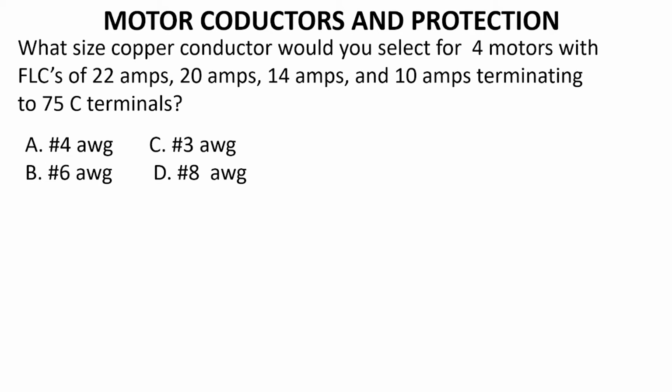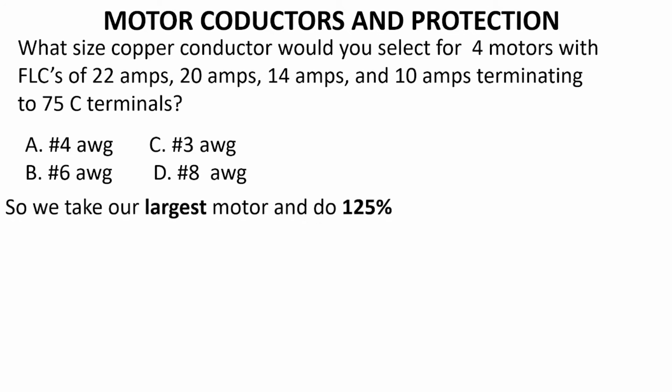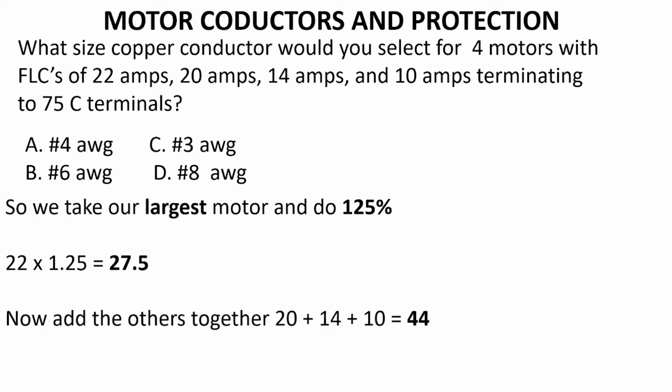What size copper conductors would you select for 4 motors with FLCs of 22 amps, 20 amps, 14 amps, and 10 amps terminating to 75°C terminals? So we take our largest motor and do the 125%. So we take 22 and multiply it by 1.25, and that equals 27.5. Now we add the others together and take 20 plus 14 plus 10, and that equals 44. Now we just take 27.5, add it back to the 44. We're going to get 71.5.